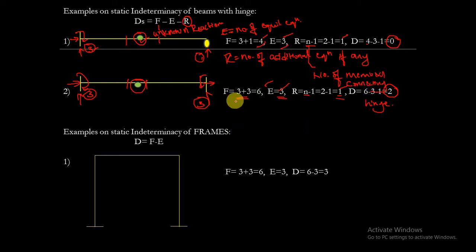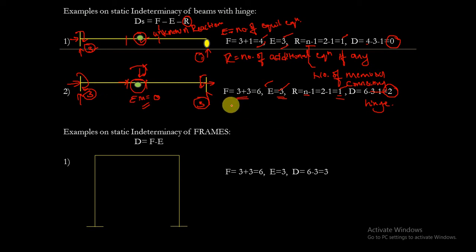By providing this hinge, we get the additional equation, that is summation of moment equals to 0. A hinge has a capacity to transfer vertical load, horizontal load, but it can't transfer the moment. So at a hinge, summation of moments will be equals to 0. We get another additional equation to solve this structure.